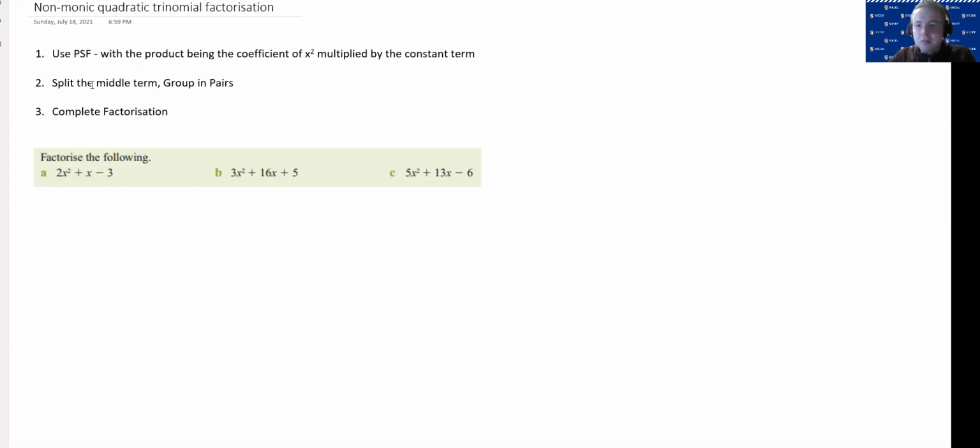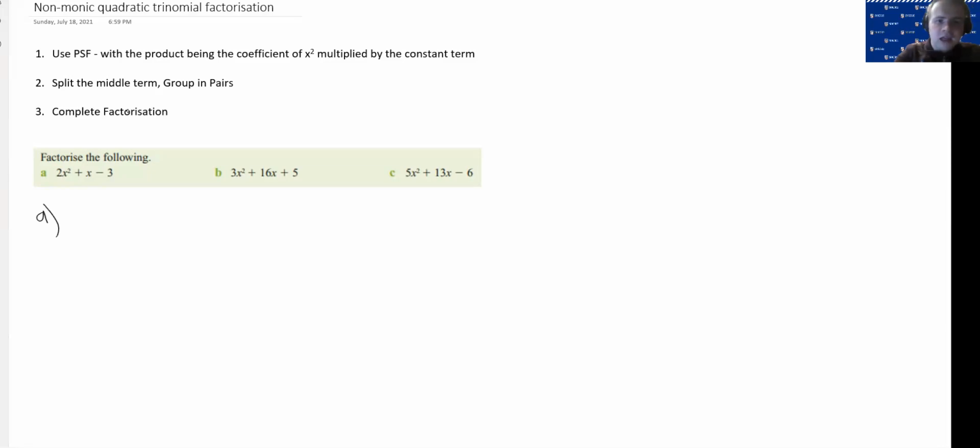Then we're going to split the middle term and group in pairs. We did some grouping in pairs before. I'm going to show you what splitting the middle term means. And then we're going to complete our factorization. Let me demonstrate what this all means in this first example.